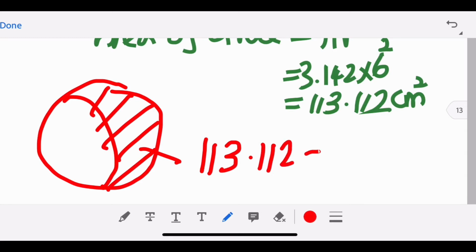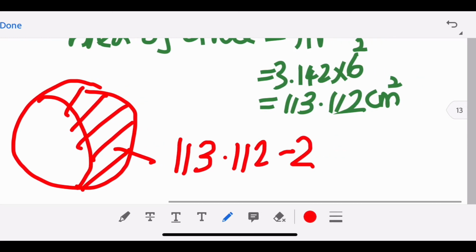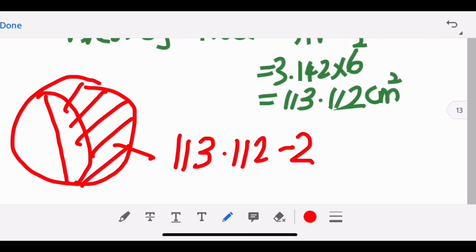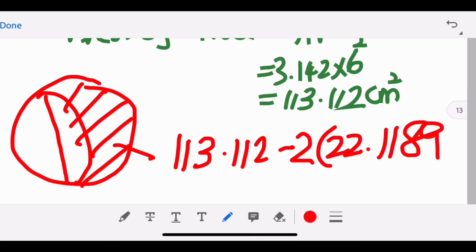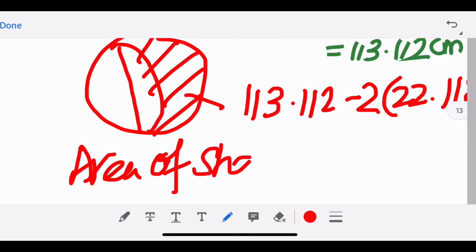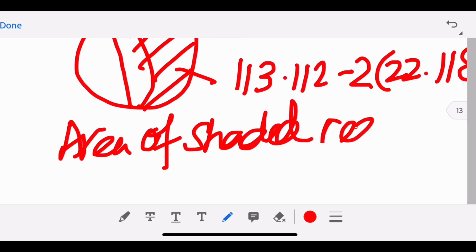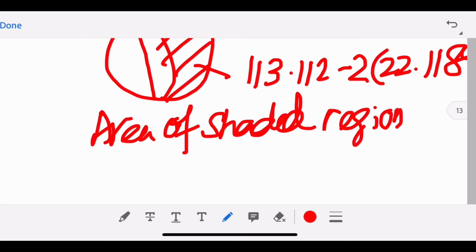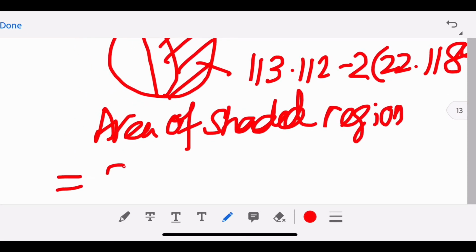Again, I show you clearly, I explain to you slowly. So this area is 113.112 minus out the two segments, where one segment is 22.1189. You have 2, so you have to minus out, and then you will get the area of the shaded region.